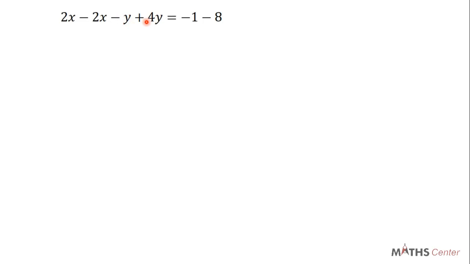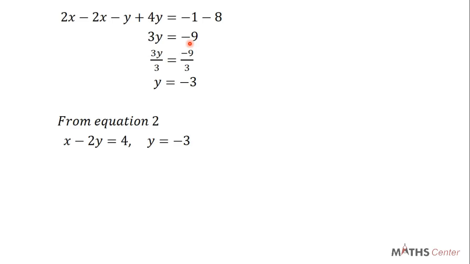Minus y plus 4y, from algebra, we know that is 3y, is equal to minus 1 minus 8, which will give us minus 9. From linear equations, we know that we divide both sides by 3 and y will give us minus 3. So we have found y. How do we find x?